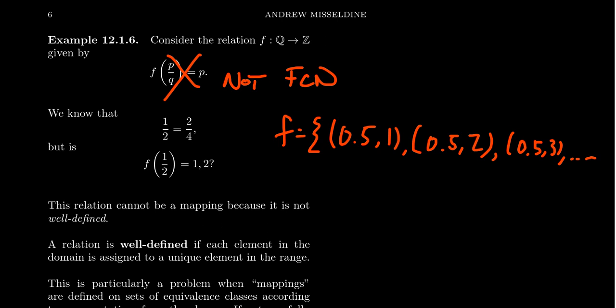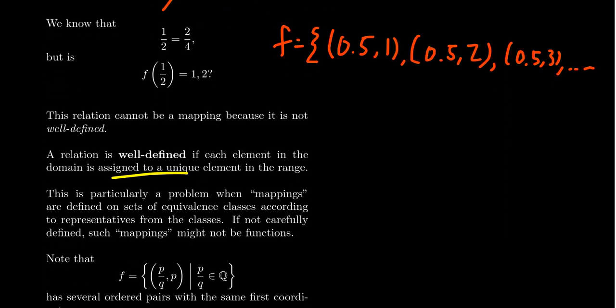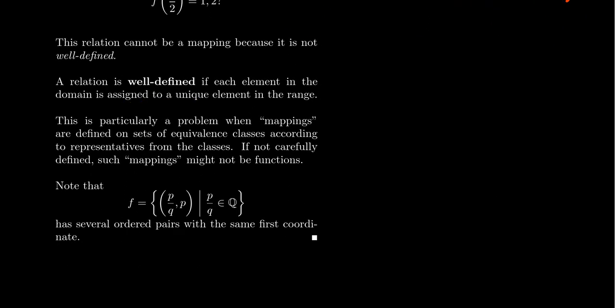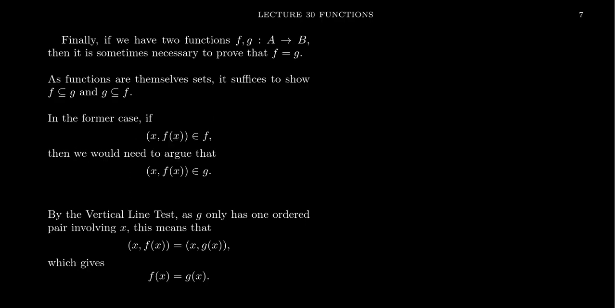So with that example presented, the definition here is that a relation is well-defined if each element in the domain is assigned to a unique element of the range. That's what it means to be a function. So we have to make sure our formulas are in fact well-defined. This thing is not a function because the same fraction will have multiple pairings and thus violates the vertical line test. One last comment I want to mention about functions is, how do you actually prove that two functions are equal to each other?